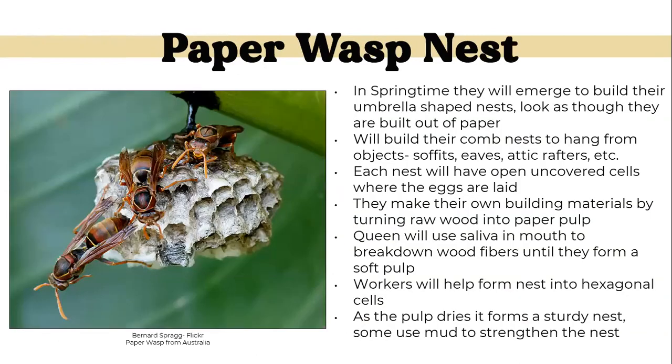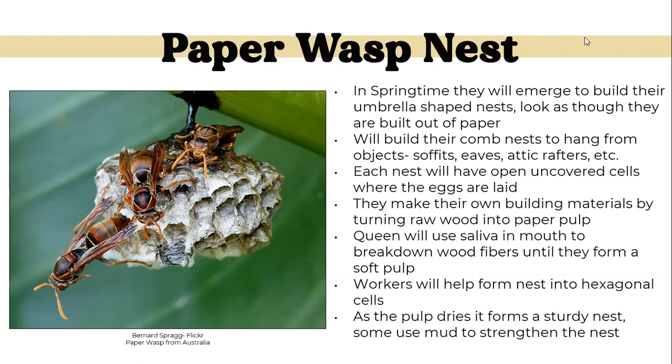Specifically, paper wasps emerge in the springtime and build these umbrella-shaped nests, as we talked about, and they're built out of paper. They usually find a spot to hang their comb-like, honeycomb-shaped nest. A lot of times it's places like your soffits, your eaves, your attic rafters, somewhere where they can simply hang down. Each nest will also have uncovered cells, as you can see here, those hexagonal-shaped cells. This is where they lay their eggs.